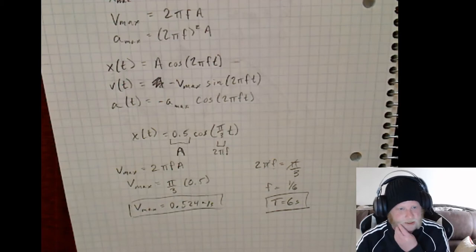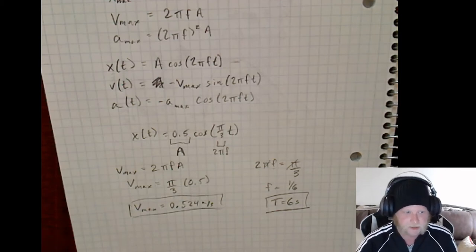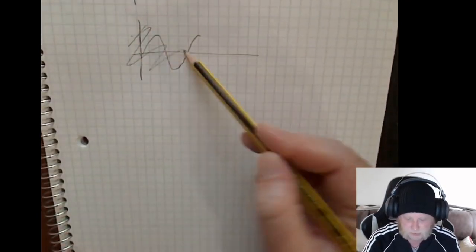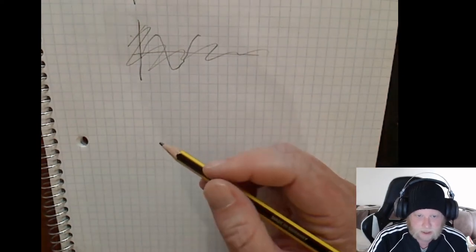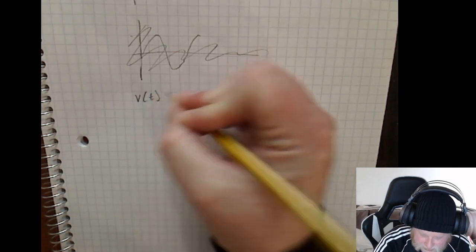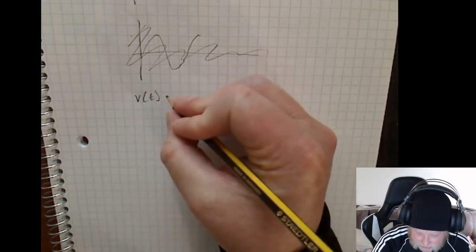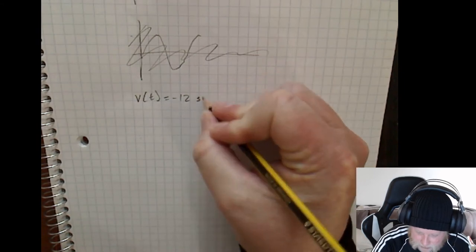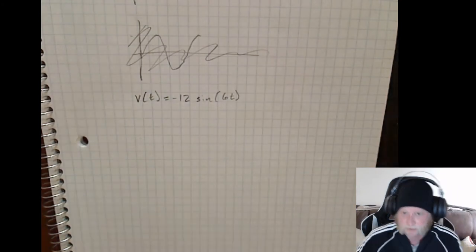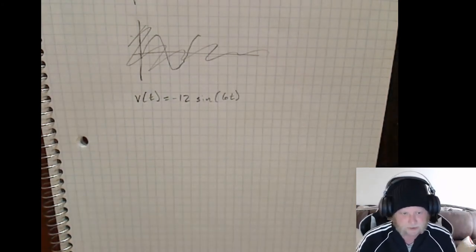So let's look at one more. In number 3, they tell us that the velocity of a simple harmonic oscillator is given by v of t, so velocity is a function of time, is equal to negative 12 sine of 6t. And we want to know what the amplitude is.